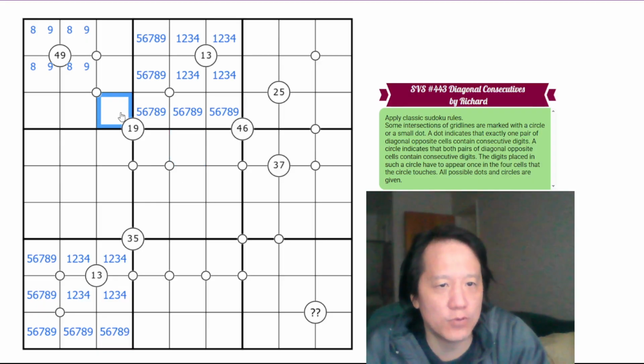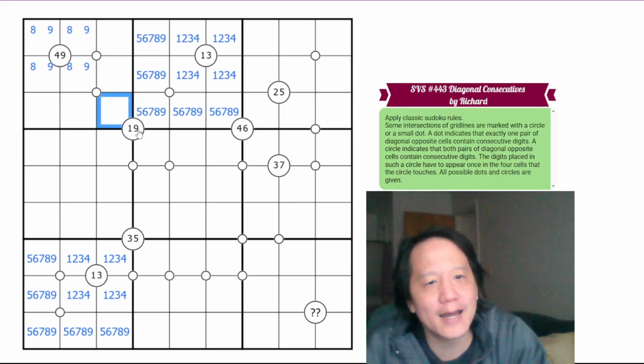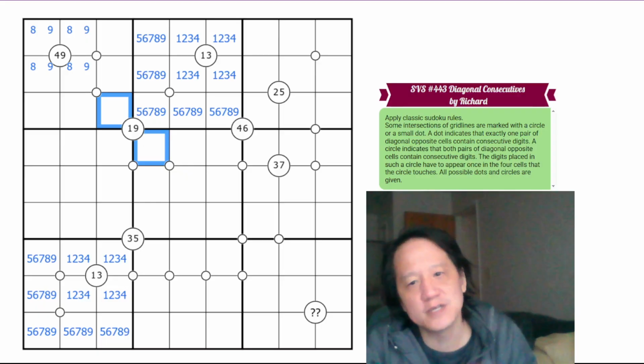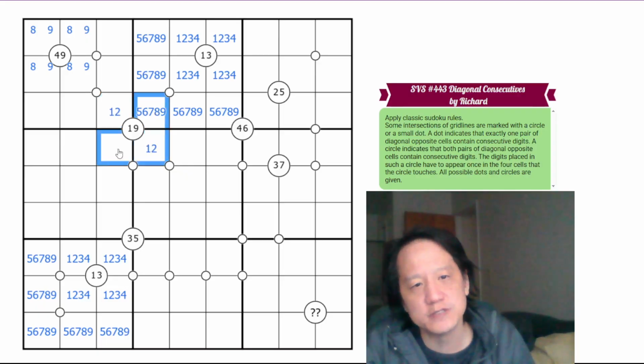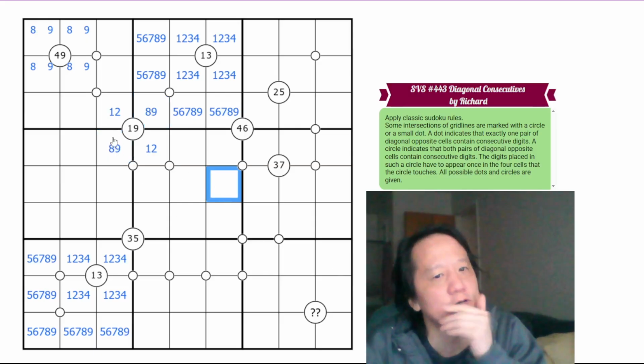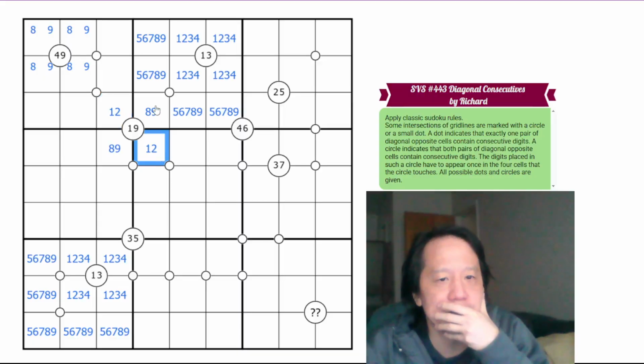This can't be 1, or this can't be 9, sorry. 1 has to be consecutive with its diagonal. So if we try to have 1 here, the problem is that it would have to be consecutive with 2, and that can never be 2. So this has to be a 1-2 pair, which means this is 9 and 8 here. So this is guaranteed to be 9 and 8. We don't know which one is 8 or 9.